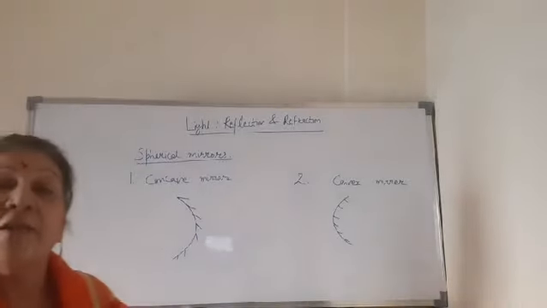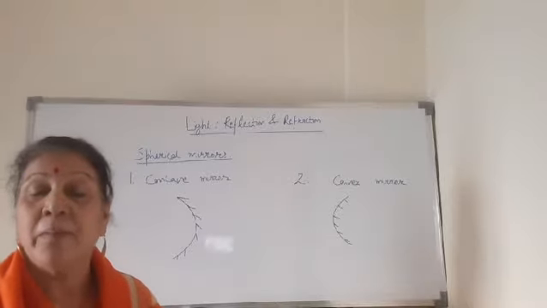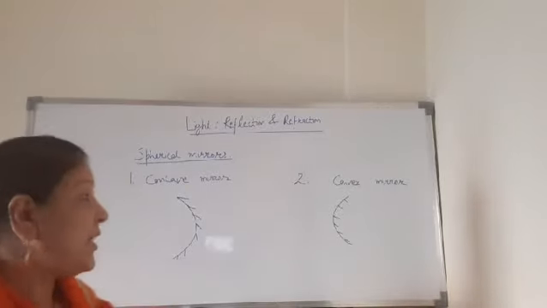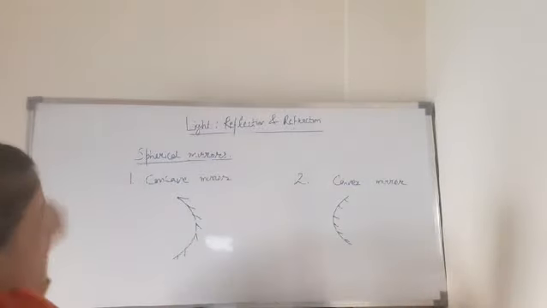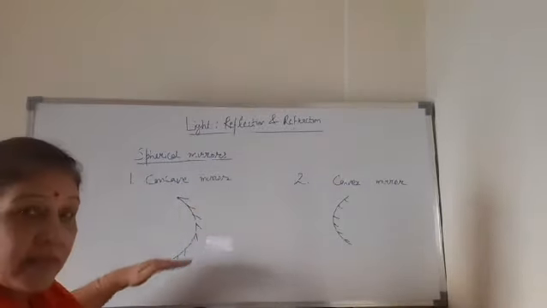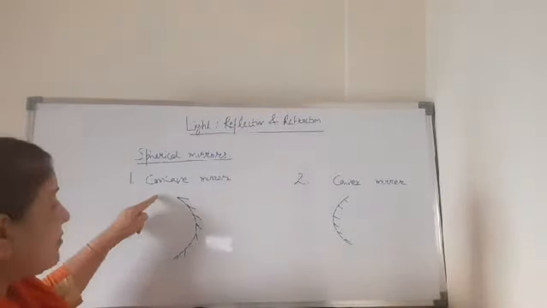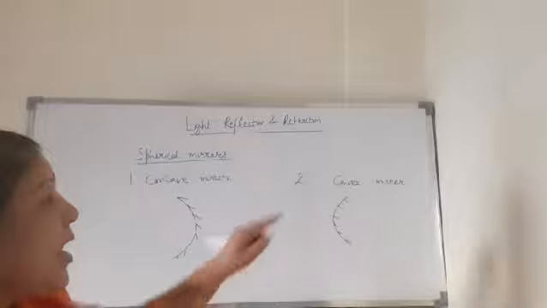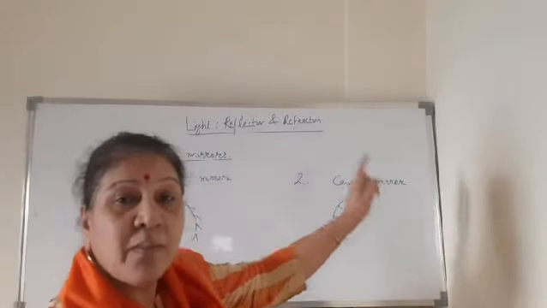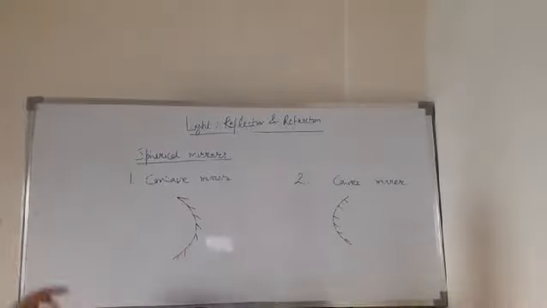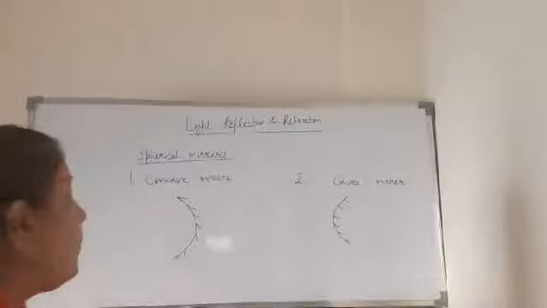Of course, the difference between the images formed by these two mirrors is also there, which we'll be talking about in detail. As of now, as the name suggests, the concave mirror is where the reflecting surface is caved in, and when the reflecting surface is bulging out, it is called convex mirror. There are terms which are related to it, which I am going to talk about now.